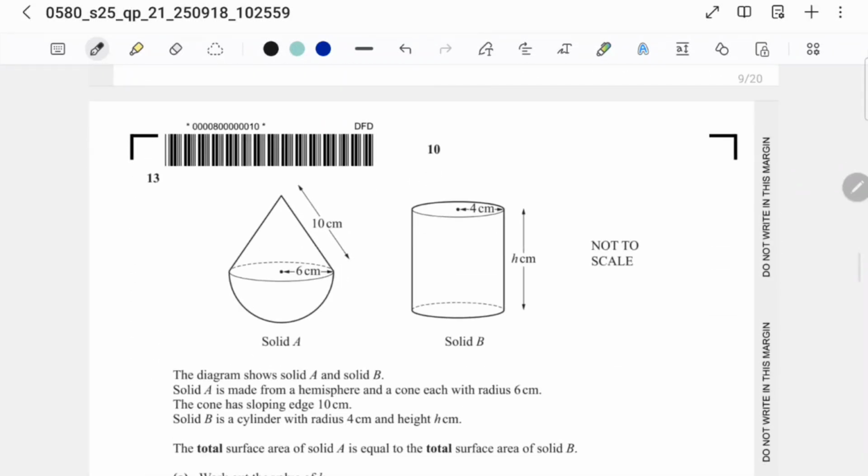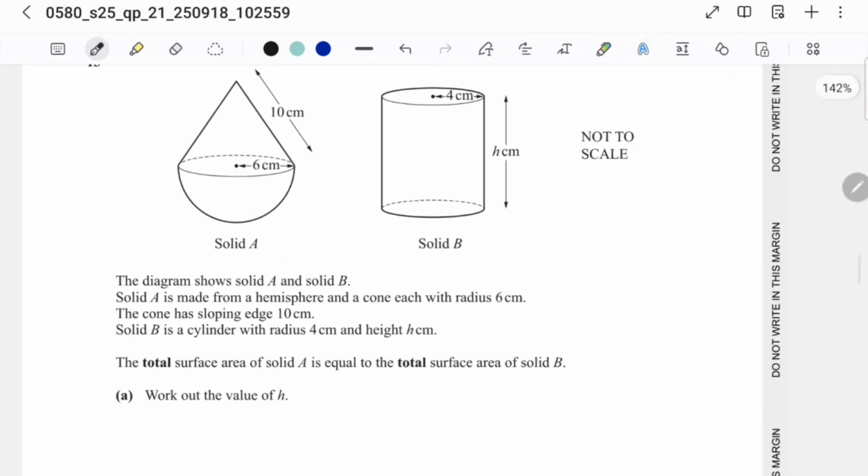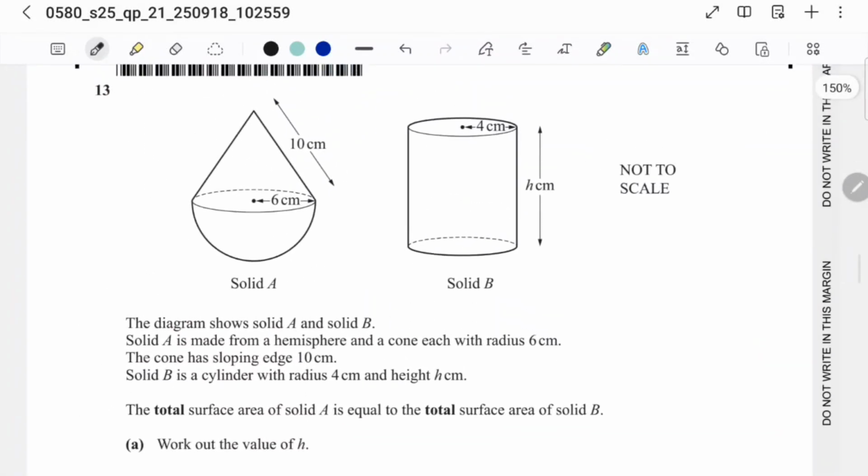The next question is of mensuration. You can see a cone and a hemisphere attached together, and the other solid is a cylinder. The diagram shows solid A and solid B. Solid A is made from a hemisphere and a cone with a radius of 6 centimeters. The cone has a sloping edge of 10 centimeters slant height. Solid B is a cylinder of radius 4 centimeters and height h.